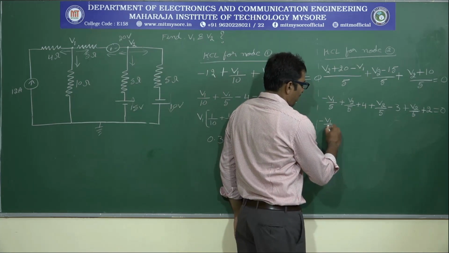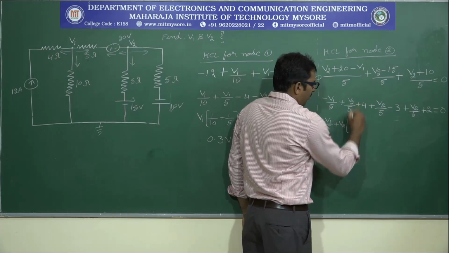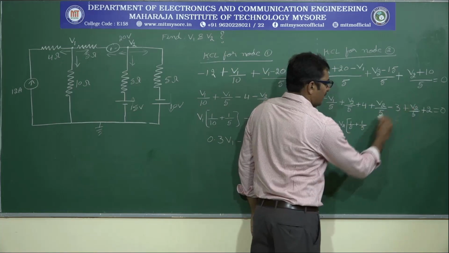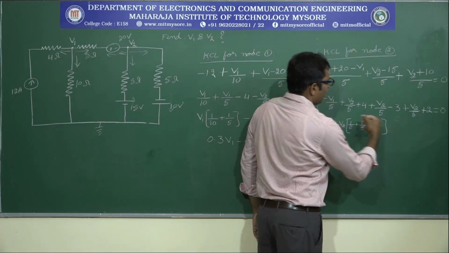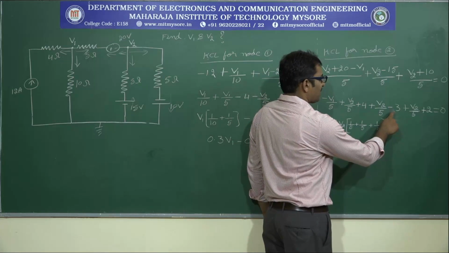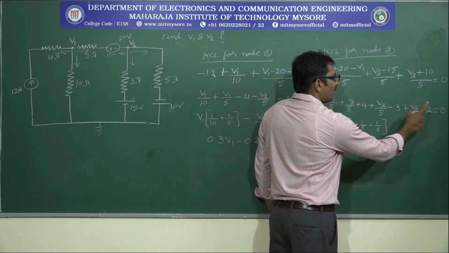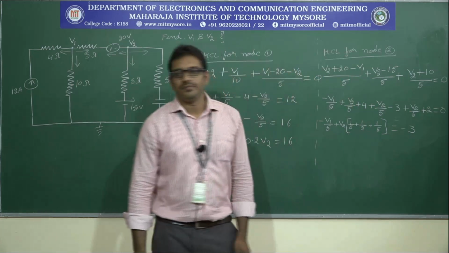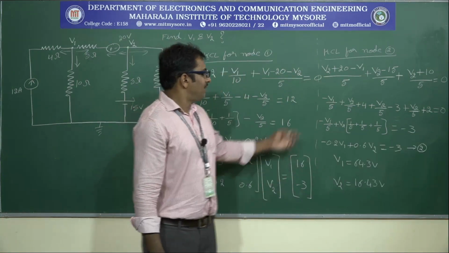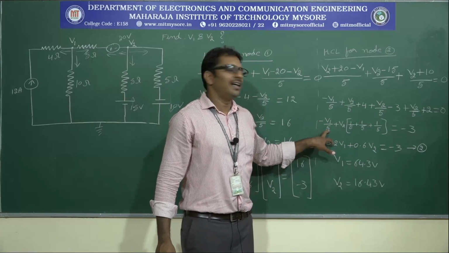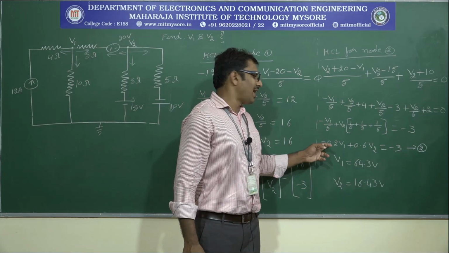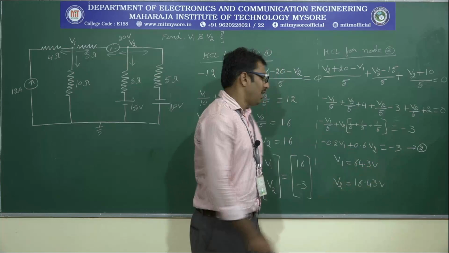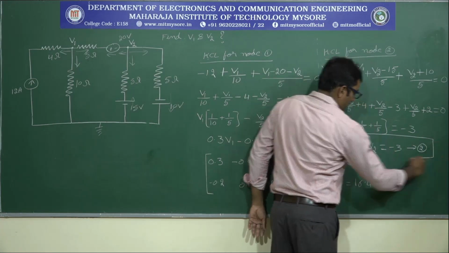Minus V1 by 5 plus V2 common factor, first 1 by 5 plus 1 by 5, next plus 1 by 5. Then the remaining values, so plus 4 minus 3. So 4 minus 3 is 1, 1 plus 2 is 3, that is equal to minus 3. Is that clear? Yes, after simplifying this second equation, minus 1 by 5 is minus 0.2 V1. After simplifying this factor, 0.6 V2 minus 3, and call this equation number 2.